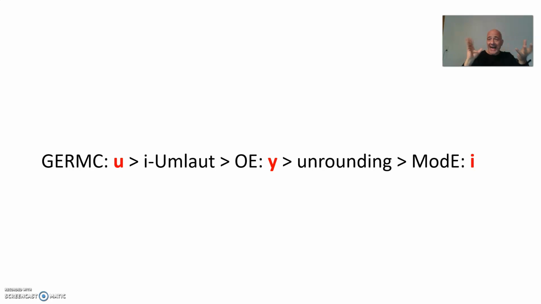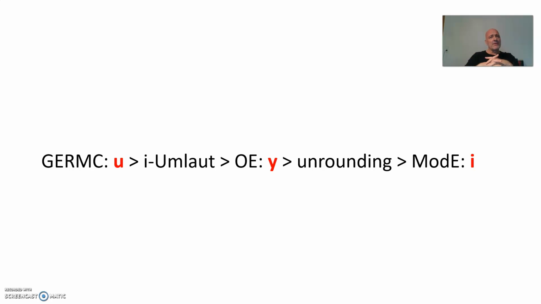So if you have Germanic, this means Germanic, not German. Germanic, which is the time even before the different languages developed, Dutch and German and English and so on. So Germanic, even earlier. If you have a U there, you may have an i-umlaut, and then in Old English it becomes Ü.